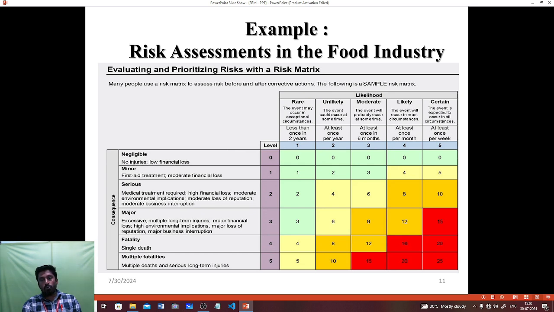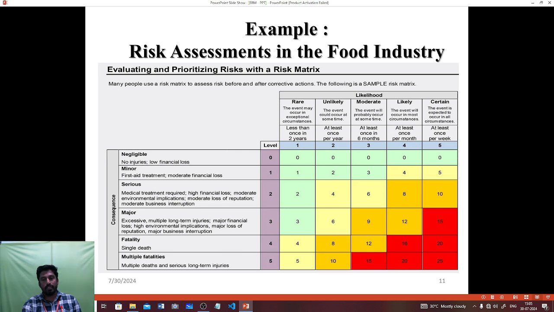The occurrence will be very close, so we produce the 4, and the level up on the last one is 5. So then serious, which means medical treatment required, high financial loss, moderate environmental implications, moderate loss of reputation, moderate business interruption. So we find, based on this risk: unlikely, moderate, likely, certain.